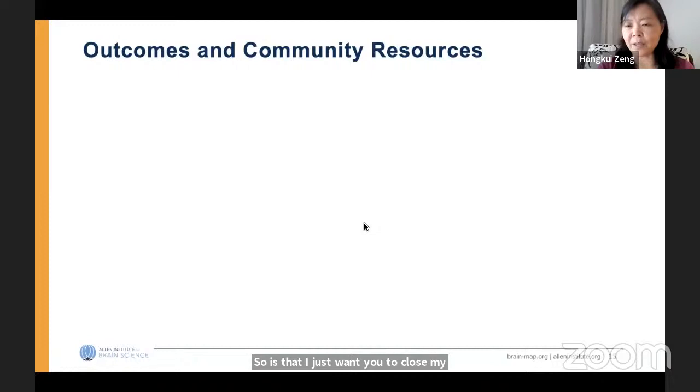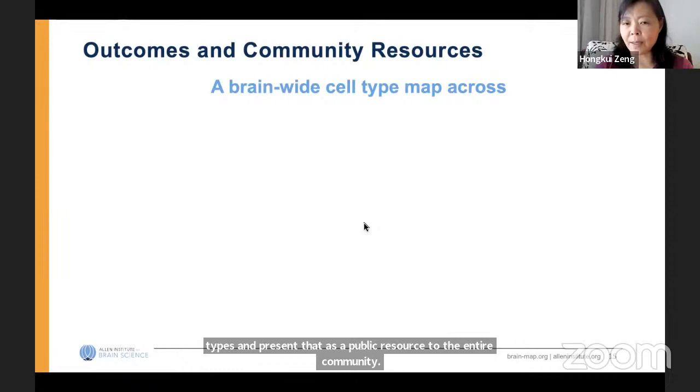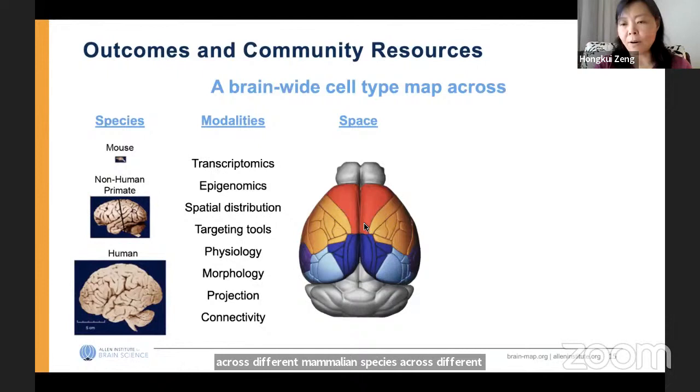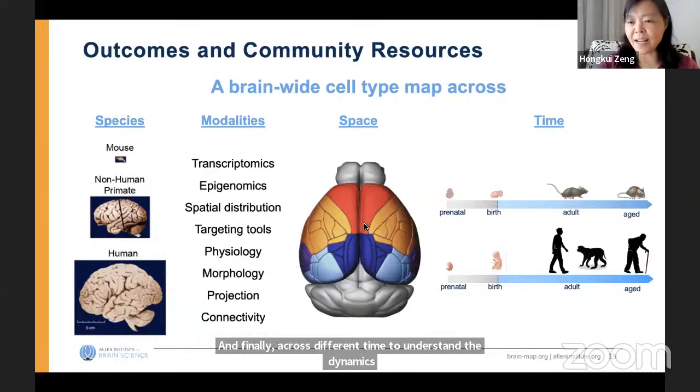So with that, I just wanted to close my introduction by saying that we are generating not only large-scale data sets, but we are also hoping to extract knowledge about the brain cell types and present that as a public resource to the entire community. This brain-wide cell type map would be multidimensional: across different mammalian species, across different data modalities, across space to understand the relationships across the different brain regions and neural systems, and finally across time to understand the dynamics of cell types.